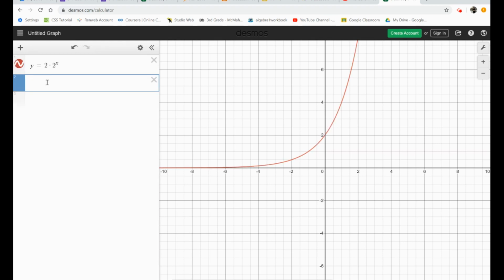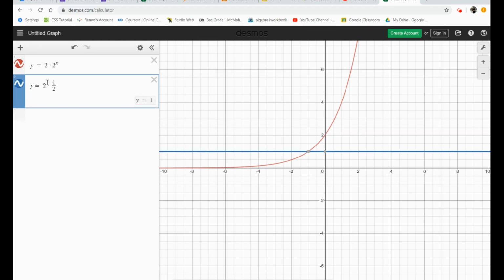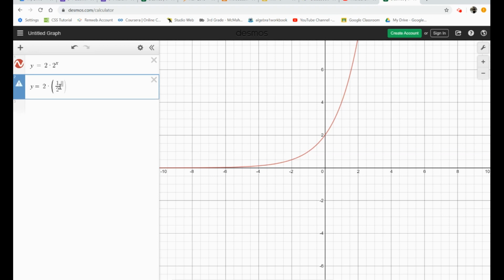And let's do a decay graph. Y equals 2 times, and this time I'll make it a little fraction here. And we're going to raise this one. I might have to put this in parentheses so the computer will understand what we're doing. And I'll raise it to the x. As you see, the blue line is going to have a decay here.